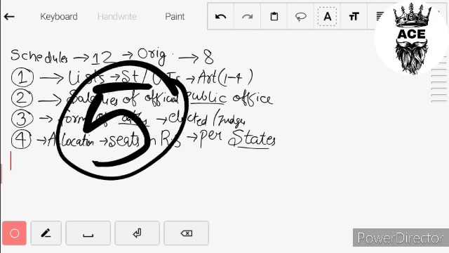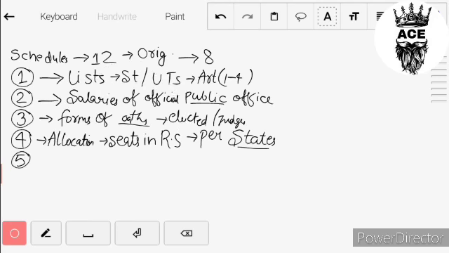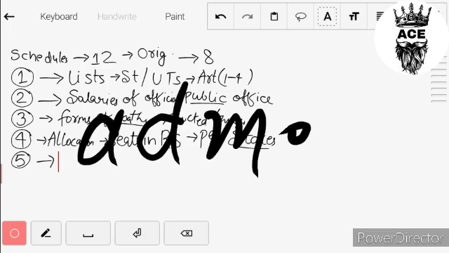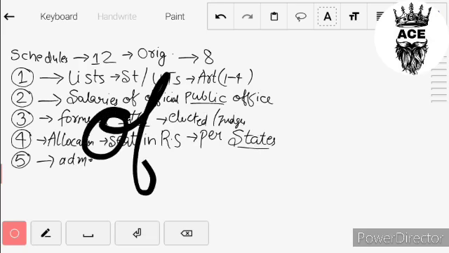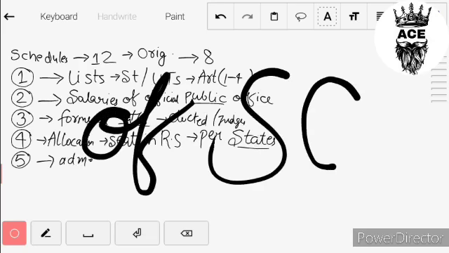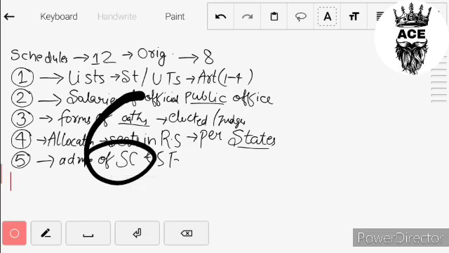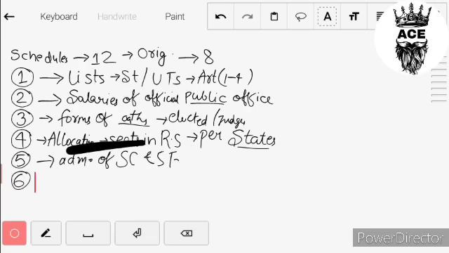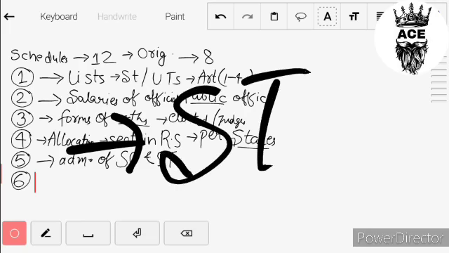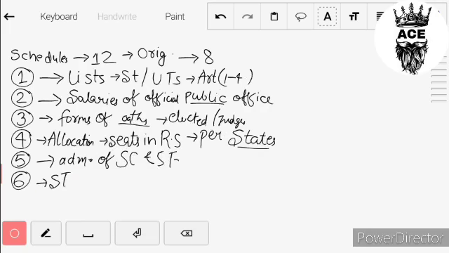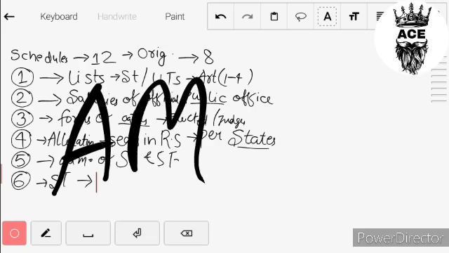The fifth schedule and sixth schedule are also important. The fifth schedule deals with administration. It deals with the administration of the scheduled areas and the scheduled tribal areas also. But schedule number 6 also deals with the scheduled tribal areas. But why? Because schedule 6 has given the specification of some of the states, and the thing is AMTM.